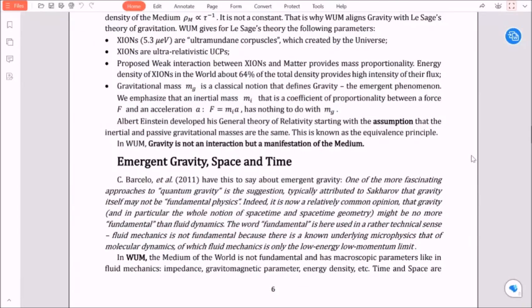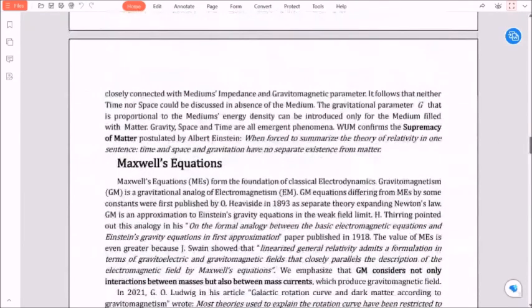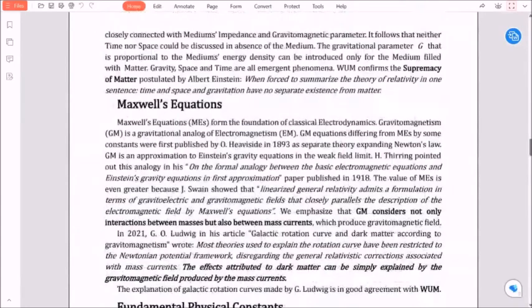Fluid mechanics is not fundamental because there is a known underlying microphysics, that of molecular dynamics, of which fluid mechanics is only the low energy, low momentum limit. In WUM, the medium of the world is not fundamental and has macroscopic parameters like in fluid mechanics: impedance, gravitomagnetic parameter, energy density, etc. Time and space are closely connected with the medium's impedance and gravitomagnetic parameter.